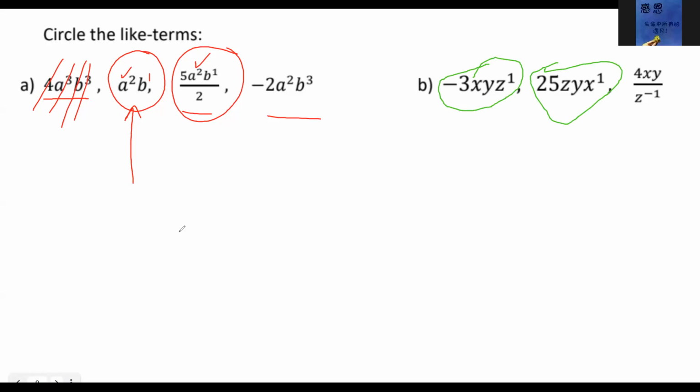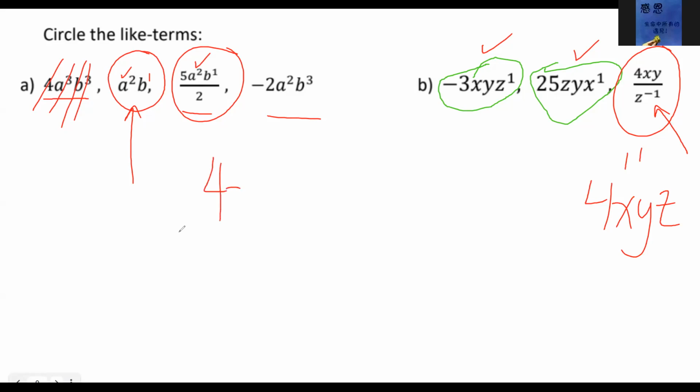So far, so good. I was actually being sneaky. You're correct. These two terms are like terms. Looking at this term right here, 4xy all over z to the negative 1. Here's the thing, everyone. Z to the negative 1 can be written like this. Look, 4xy, you can move the z into the numerator. We won't get into that too much now. But these are equivalent. I just tried to trick people with this z to the negative 1.